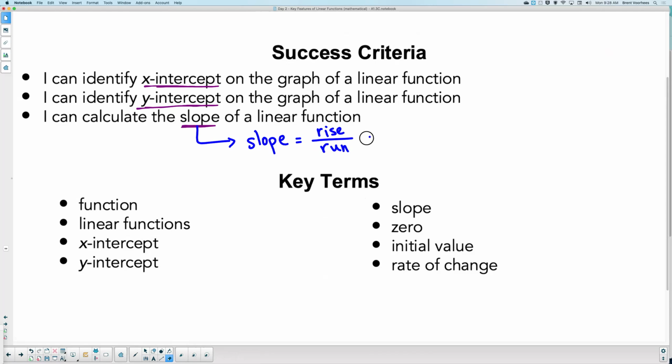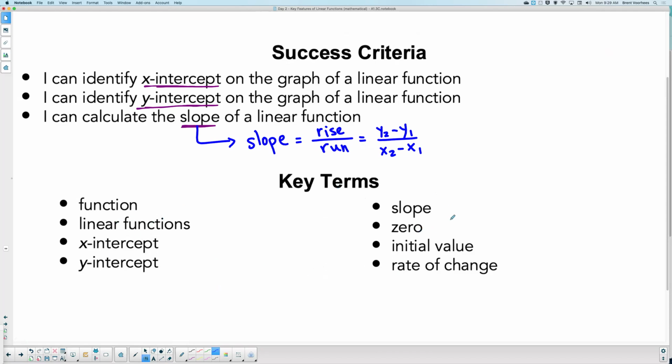And I heard you start to say y2. That's correct. If you wanted to break it down into a formula, it would be y2 minus y1 divided by x2 minus x1. All that is true. 8th grade all over again. Yep.